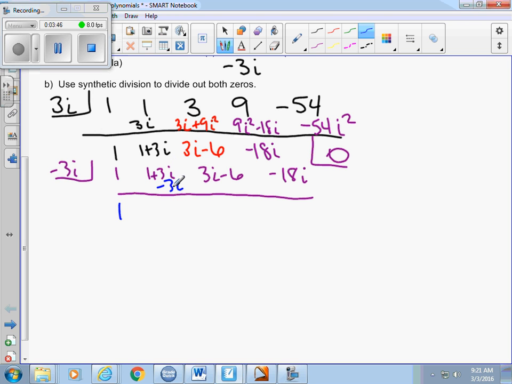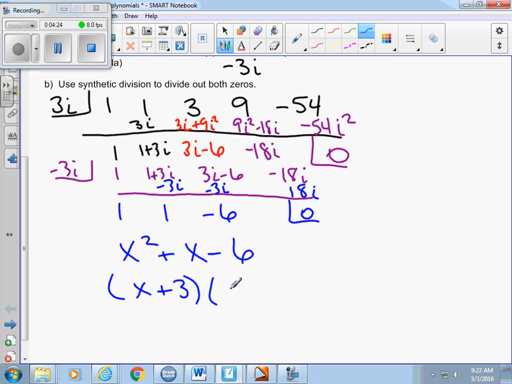What happens to the positive 3i and the negative 3i? I get 18i, which is, that worked out nice, didn't it? x squared plus x minus 6. Factors of 6 that subtract to give me x. Well, actually on this problem I could stop there, but x plus 3, x minus 2.